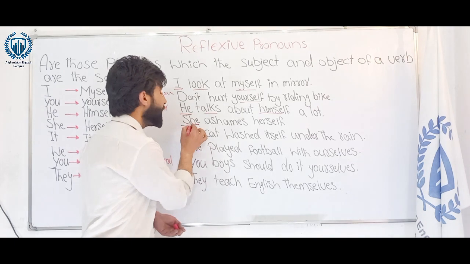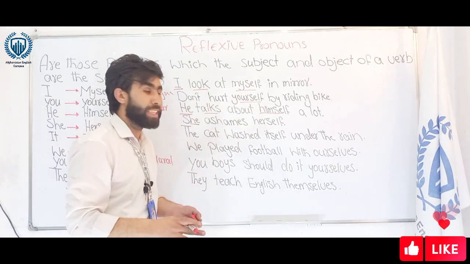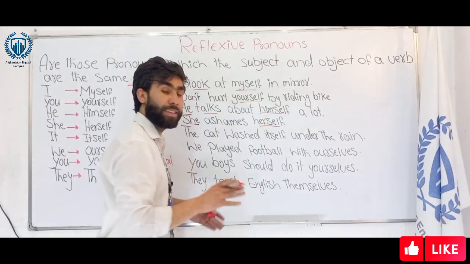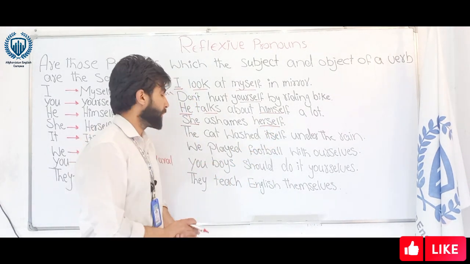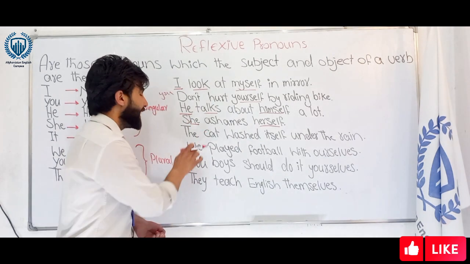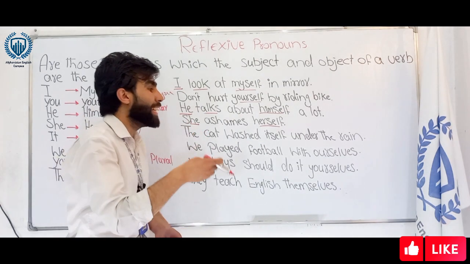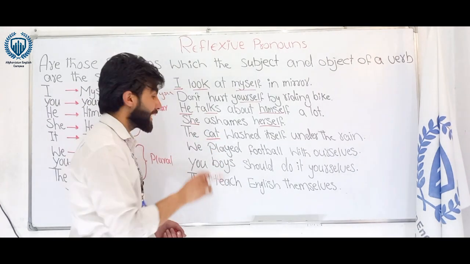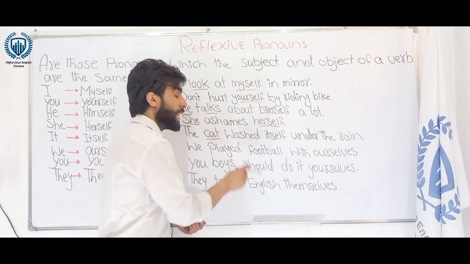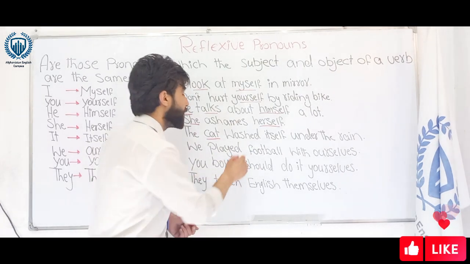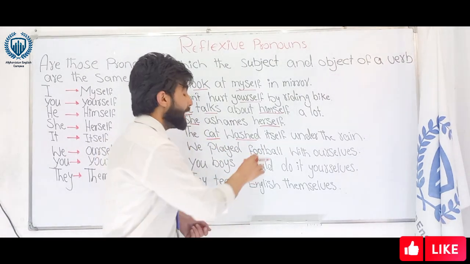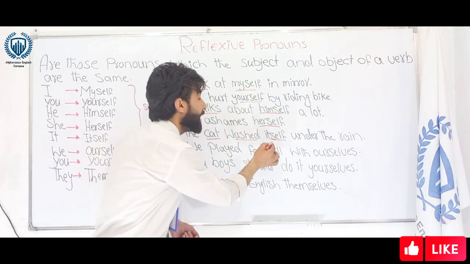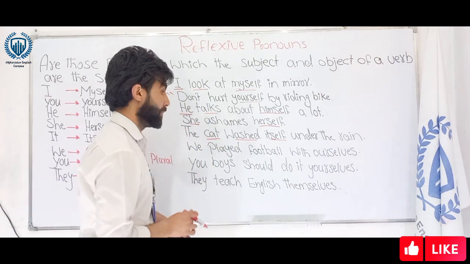Then this sentence, she is the subject. او خانم خودش انجام دهنده است. And shames is a verb and herself is the reflexive pronoun. And the next sentence, the cat washed itself under the rain. The cat, who is the subject? Cat is the subject. And washed, it's simple past tense, second form of the verb. Washed is the verb. And itself, او کی را میشویه؟ خودش را میشویه. In this sentence, itself is the reflexive pronoun.